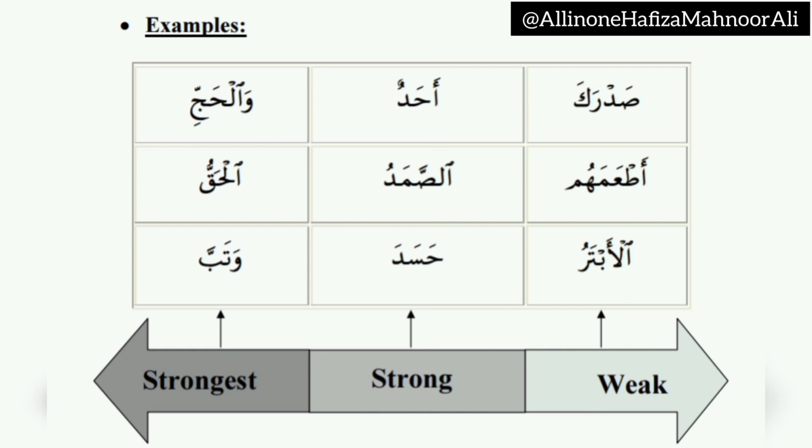Wal hajj. This one is the strongest one. Now look at the difference between these 3. Sadrak, ahad, wal hajj. The first one was the weak, the second was the strong, and the third one was the strongest. Okay, so let's see the next one as well.